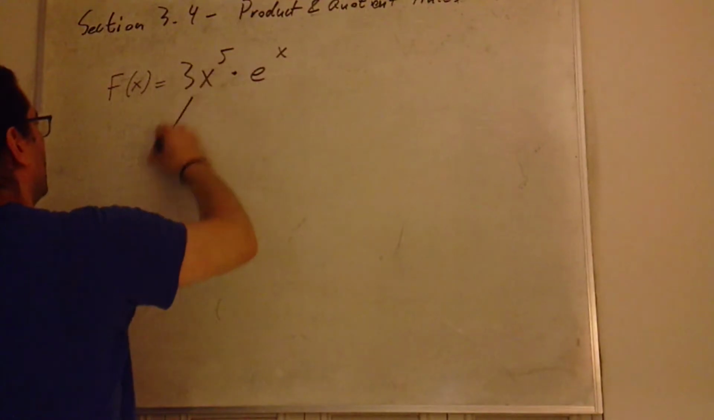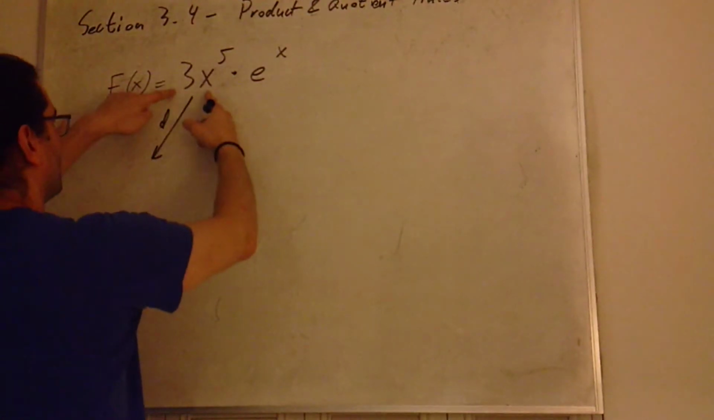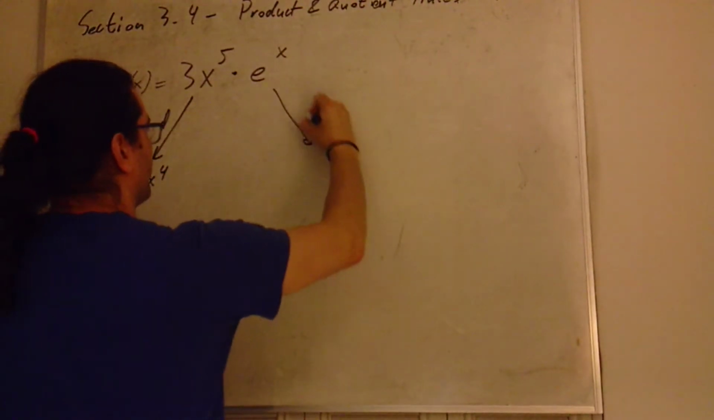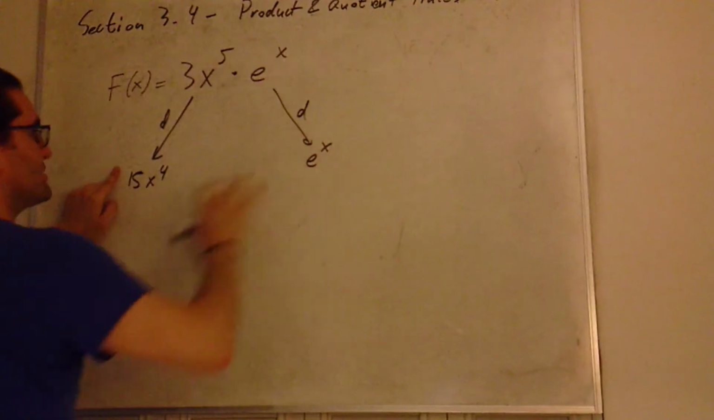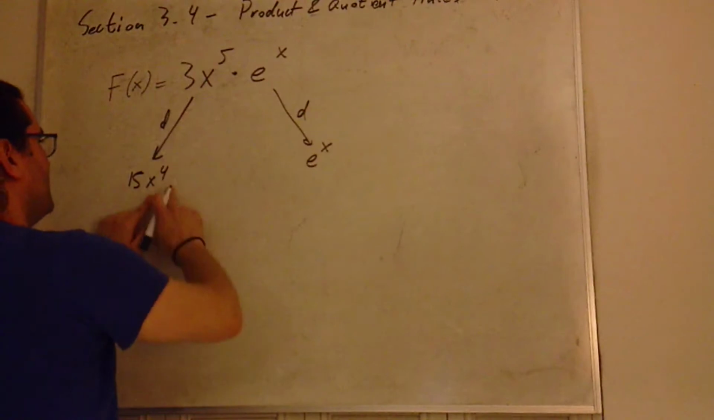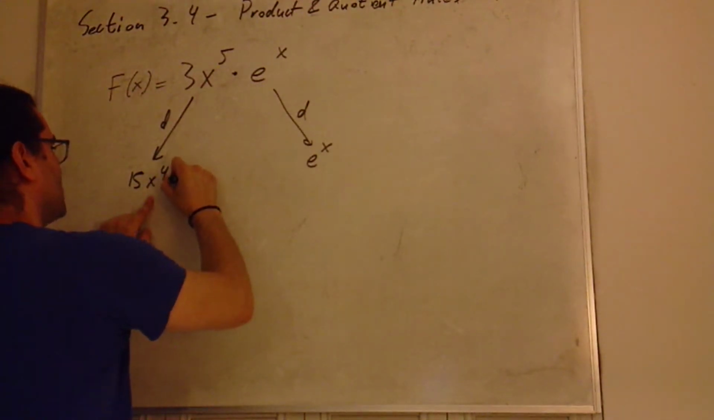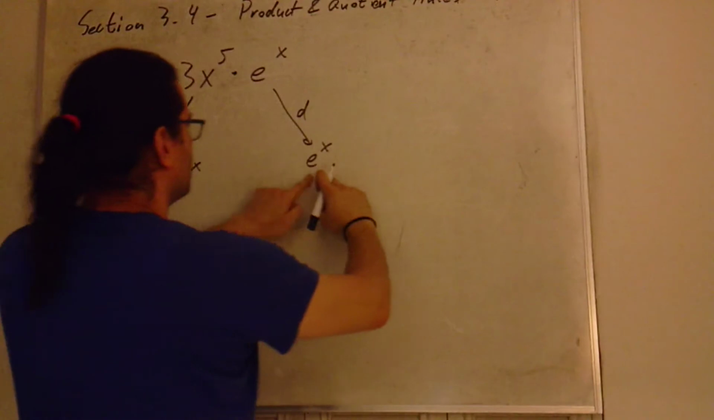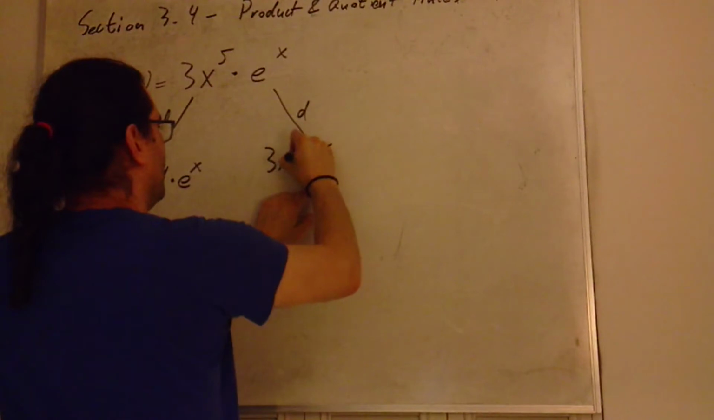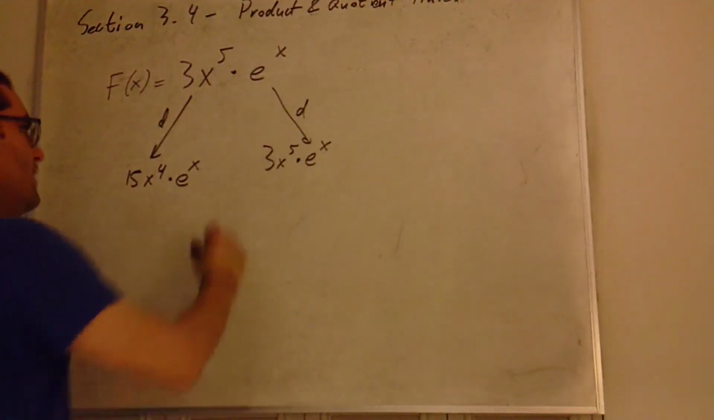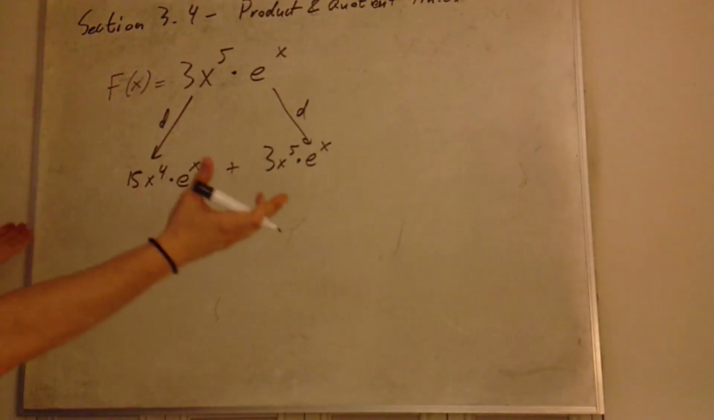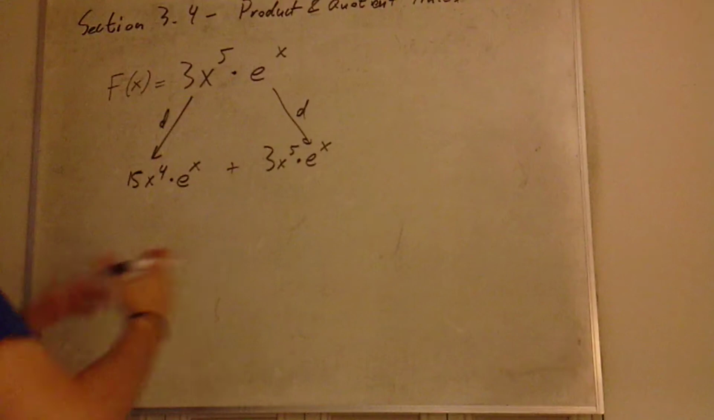So, let's try that. We need a derivative of this. That'll be 15x to the 4th. I need a derivative of this. That'll be e to the x. That's the nice thing about e to the x. I need to multiply this derivative by the original other piece, and I need to multiply this derivative by the original other piece. So this is 3x to the 5th times e to the x. And then I can add them together. This should be the derivative of the product.